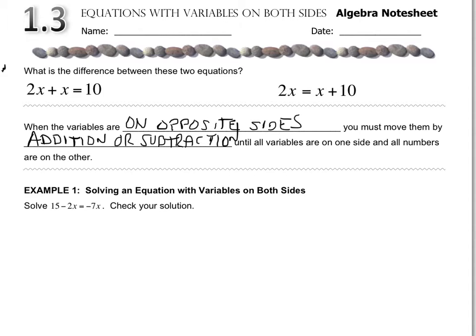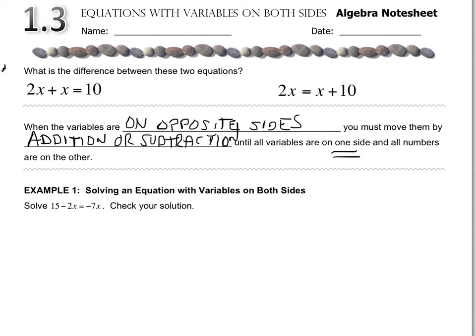I personally like to have us move the variables very first before we start doing our SADMEP steps. It's not something that absolutely has to happen, but I think that it makes it easy to think of your steps in the sense of when variables are on opposite sides, you move all of the variables onto one side, and then all the numbers go on to the other side. So let's see how one of those would look.